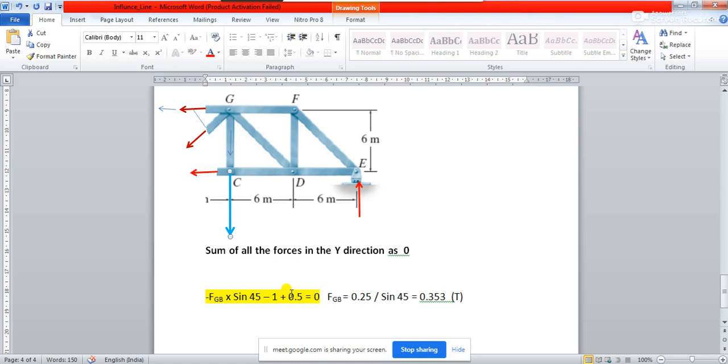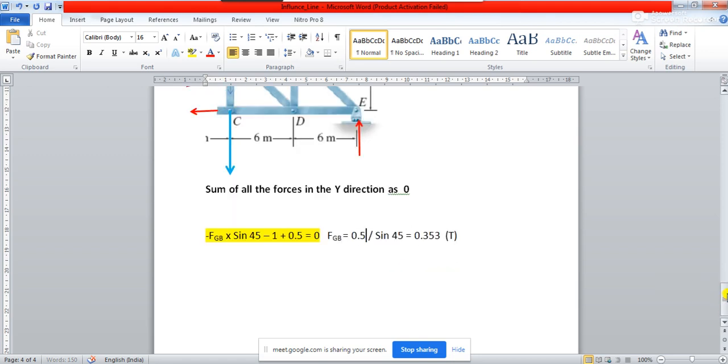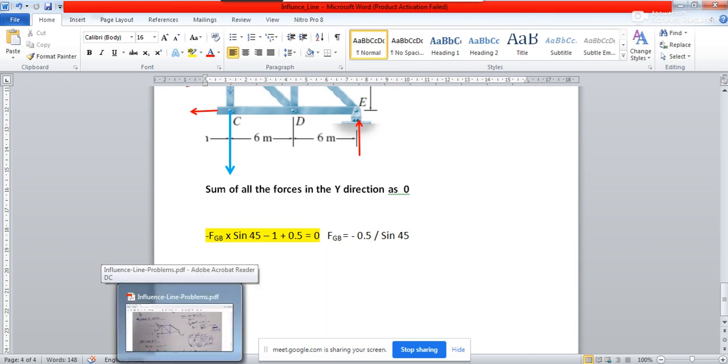This is very simple, this is the method of section. Just do it step by step. So if you solve it, what will you get? Minus FGB sine 45 minus 1 plus 0.5. So this is minus 1.5 plus 1, that means it is going to be 0.5. If it goes to the other side, it is going to be 0.5, and you are going to get a minus sign because minus FGB is over here, right? So you are going to get a value like minus 0.5 by sine 45 degree.